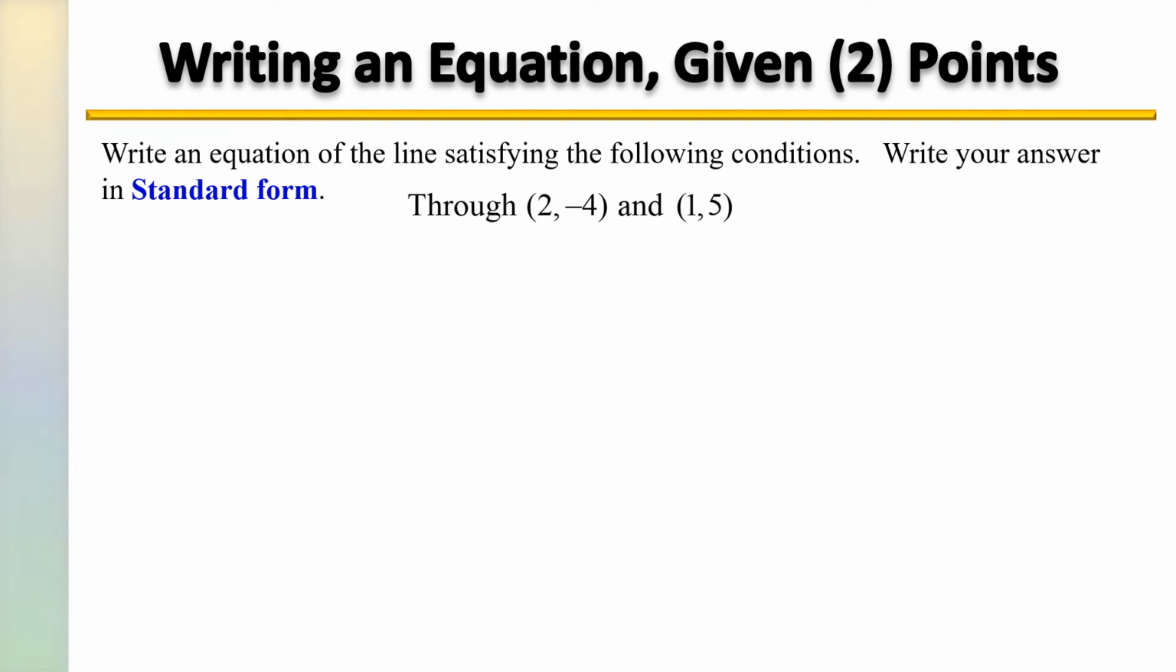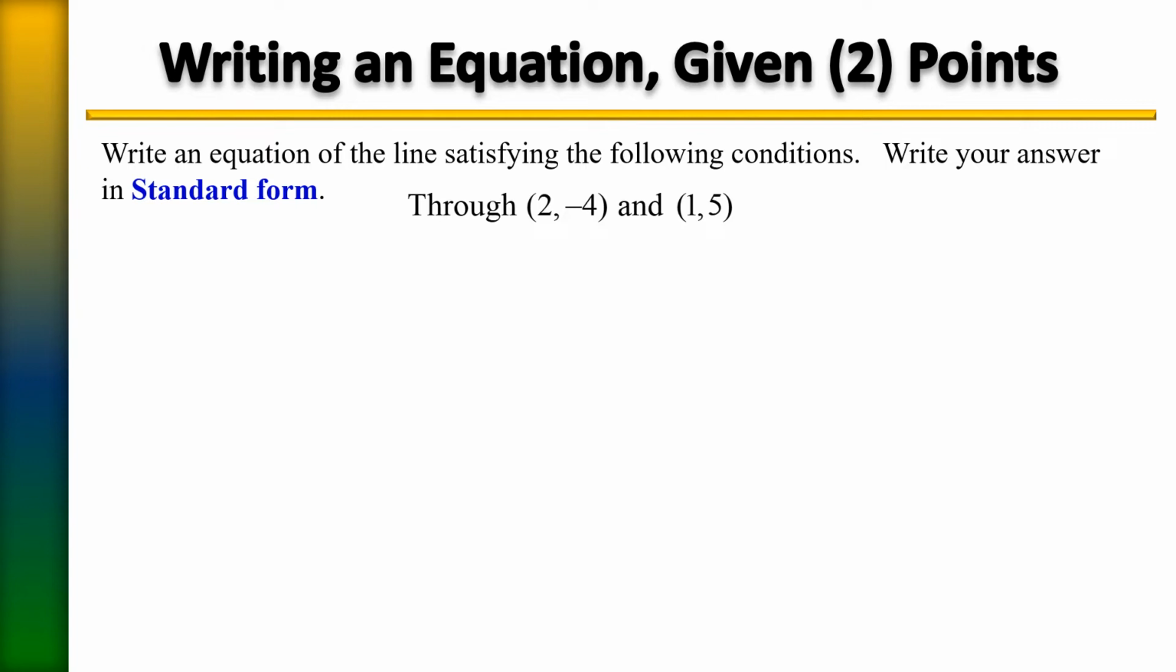In this example, we will be writing an equation given 2 points. We are asked to write an equation of lines satisfying the following conditions and write our answer in standard form. So here are the conditions. We must write a line through the points (2, -4) and (1, 5).